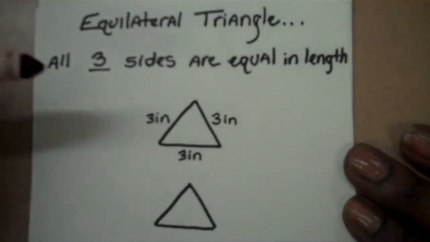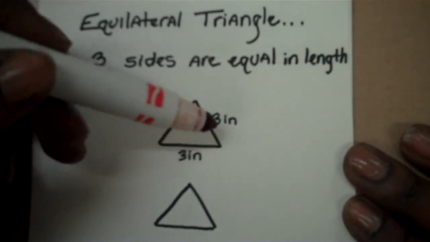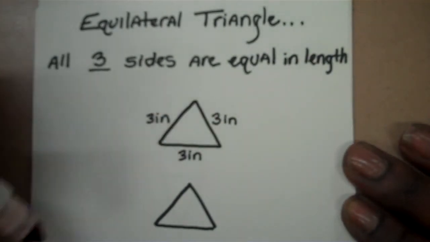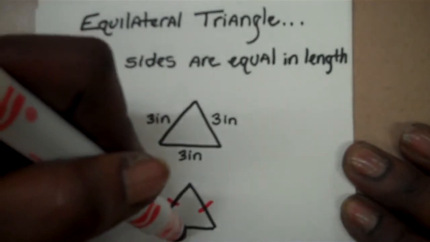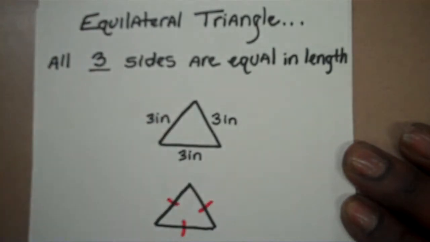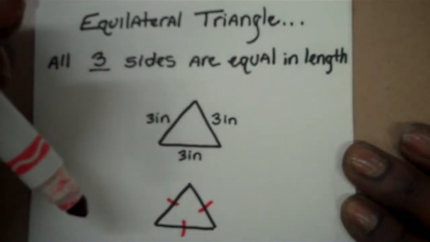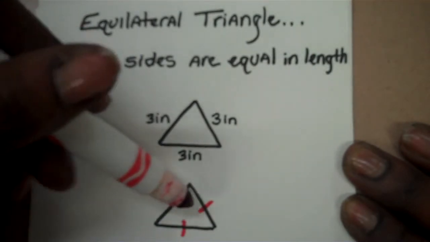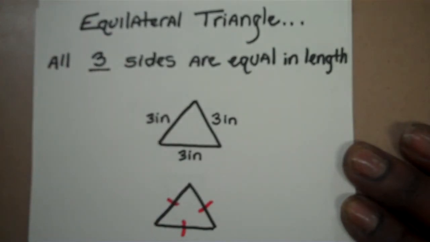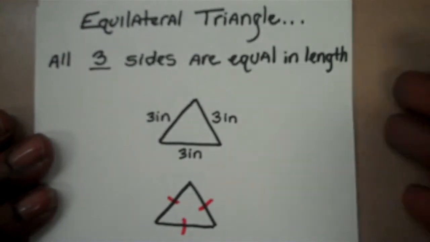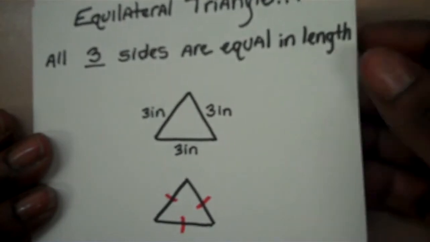Sometimes it will be notated as in the first example, 3 inches, 3 inches, and 3 inches. Sometimes there will be no given measurements, but we have what we call congruency tick marks. In this example, all three sides have one congruency mark, and since they all have one mark, that means that all three sides, whatever the measurement is, are equivalent to each other.